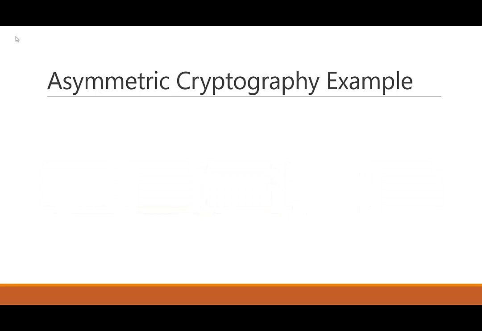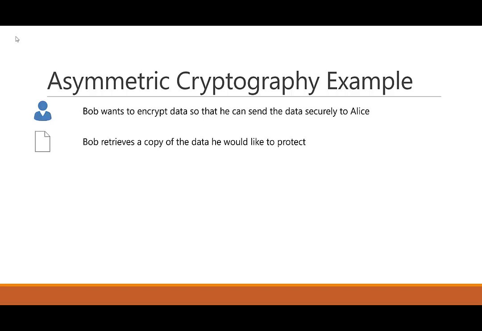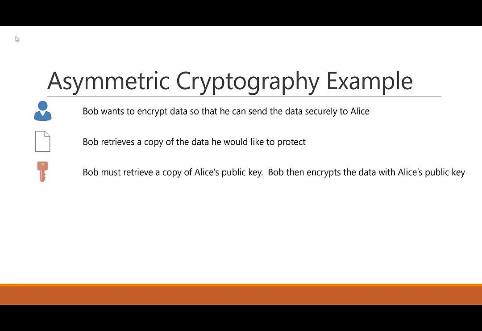Here's an example of asymmetric cryptography. In this example, Bob wants to encrypt data so he can send the data securely to Alice. So Bob retrieves a copy of the data that he would like to protect, and then he must retrieve a copy of Alice's public key. So the question is, where does he get that public key?